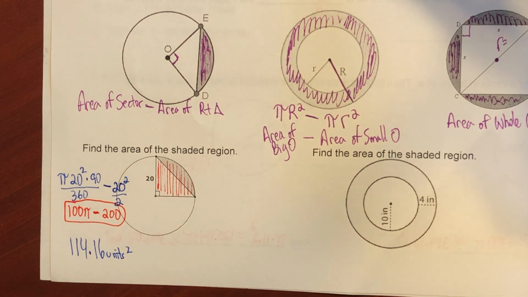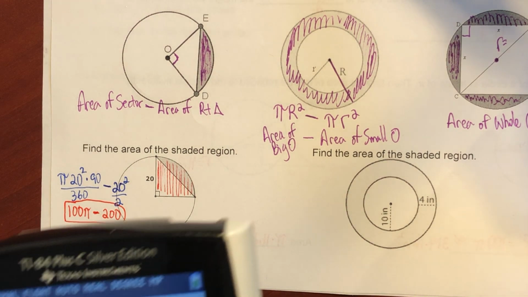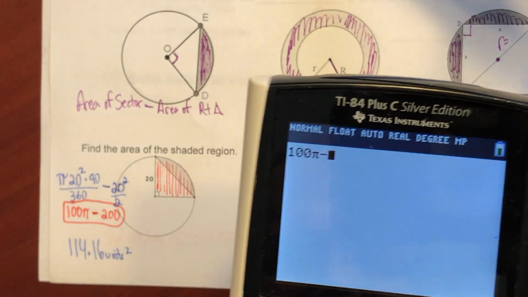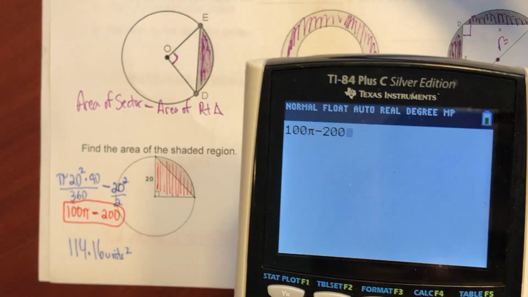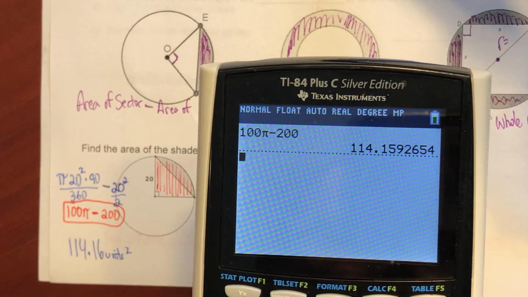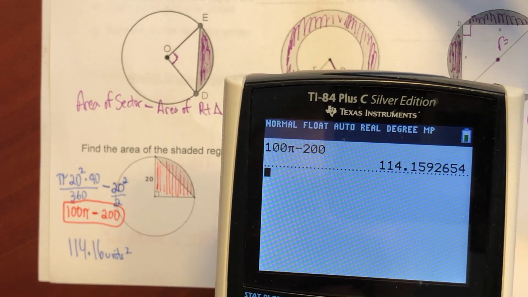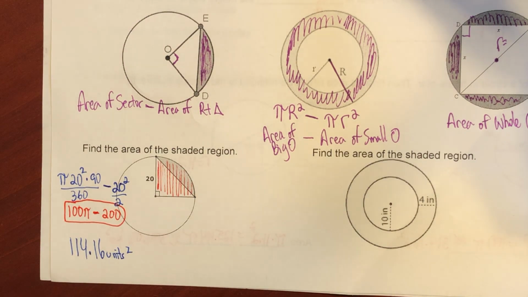And let's see what 100 pi minus 200 is. So 100, hit the pi button, minus 200. See if that comes out to be what we got, 114.16. Sure enough. Okay? The next one.